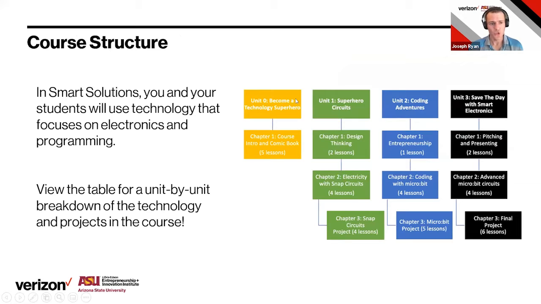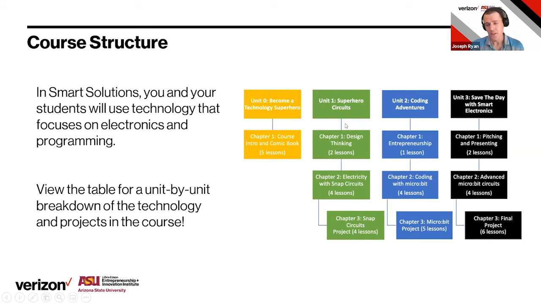How is this course structured? Smart Solutions is structured into 4 different units. If you look at this graphic here, we have the yellow unit, the green unit, the blue unit, and the black unit. Each unit has a different number of lessons. Unit 0 is really just the introductory unit. It will familiarize your students with the design thinking process and prototyping. They'll create their own comic book where they themselves will become a comic book hero with their own electronic gadgets.